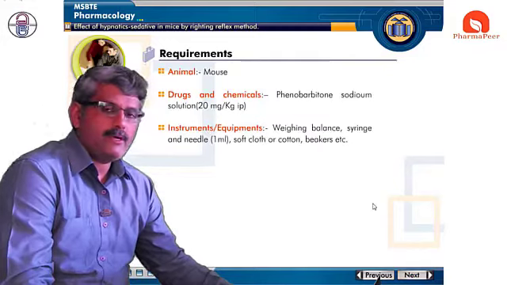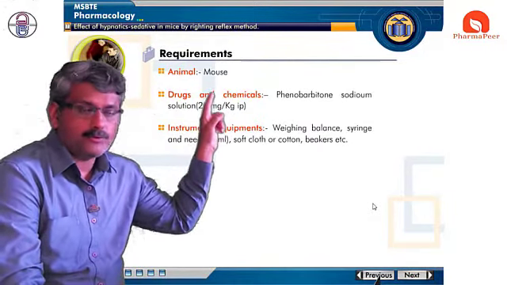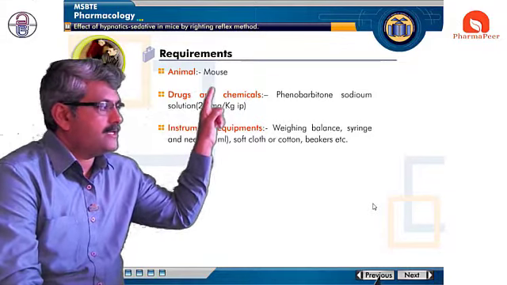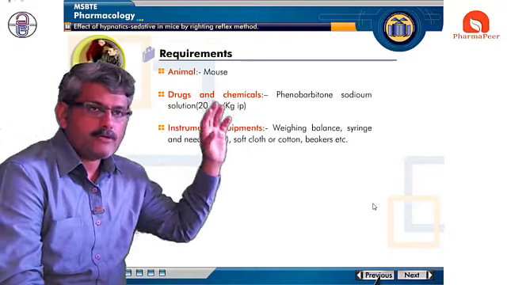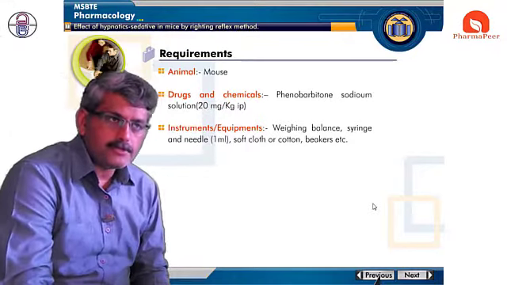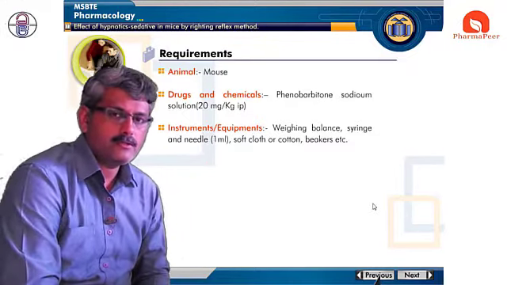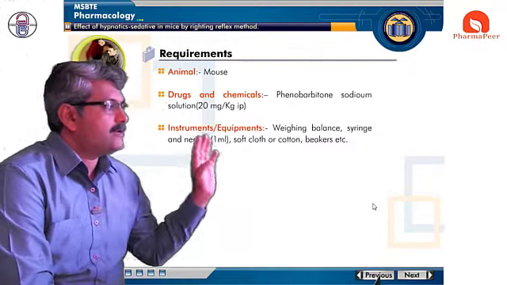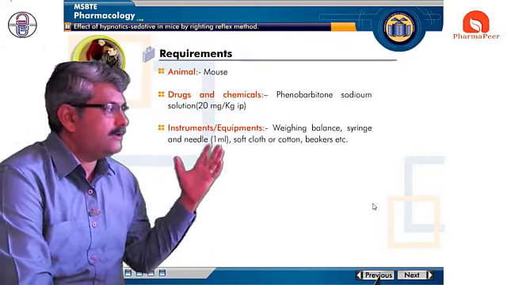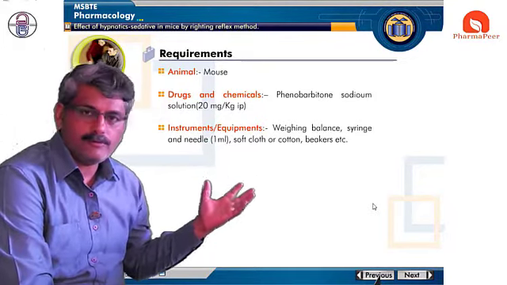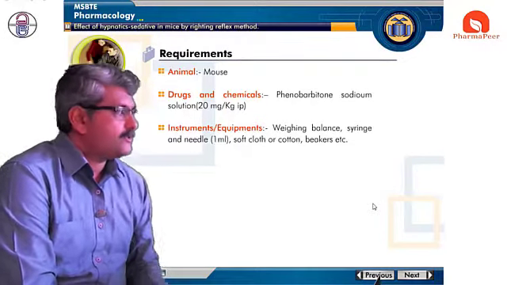Then what is the requirement? Here again we are using the animal mouse. So the animal has changed, and as the animal has changed, definitely the physiological salt solution also changes. But in this experiment there is no need of any physiological salt, because we are not dissecting the animal. We are only going to observe, it's a behavioral observation. That's why there is no need of any physiological salt solution.